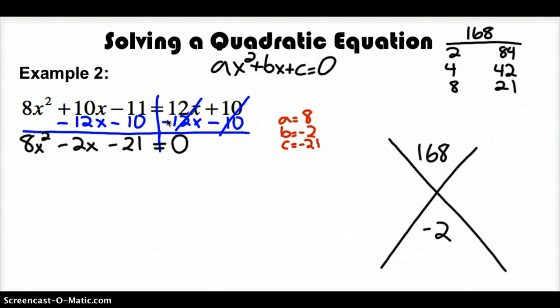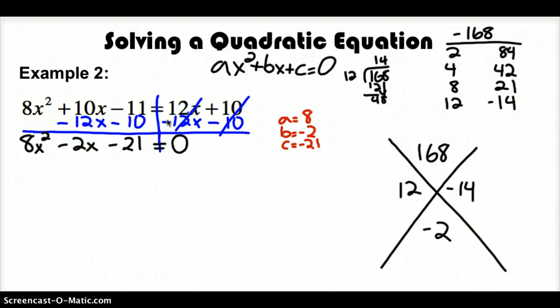Let's see what else. We can just start checking different things. Maybe 12. Let's see if 168 divided by 12 gives us any positive results. Okay, so 12 and 14. That looks like a good winner here. Because if one of them is negative, we get negative 168, and when we add them up, we get negative 2. So 12 and negative 14 are our lucky numbers here.